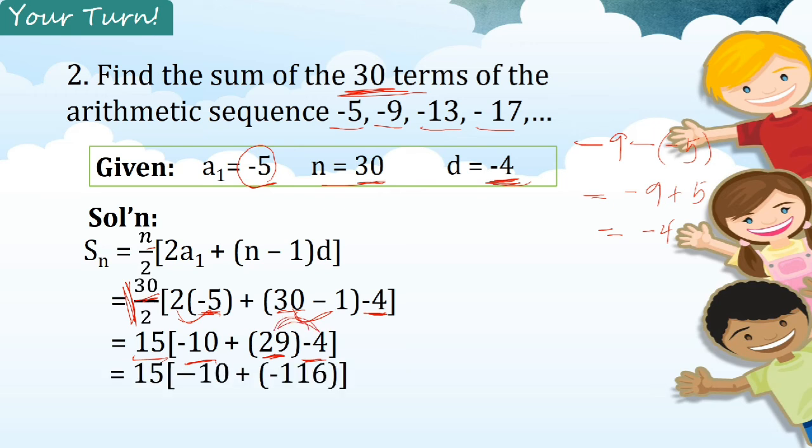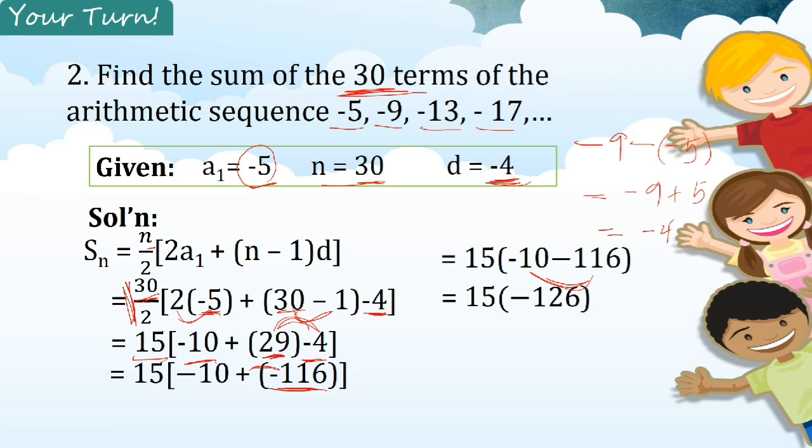29 times negative 4, that's negative 116. And then negative 10 plus negative 116, since if we're going to multiply this one, that's negative. So, we will add these two numbers since they have the same sign, and then copy the common sign, negative. So, that's negative 126. Negative 126 times 15 is negative 1,890. Therefore, the sum of the first 30 terms of the given arithmetic sequence is negative 1,890.